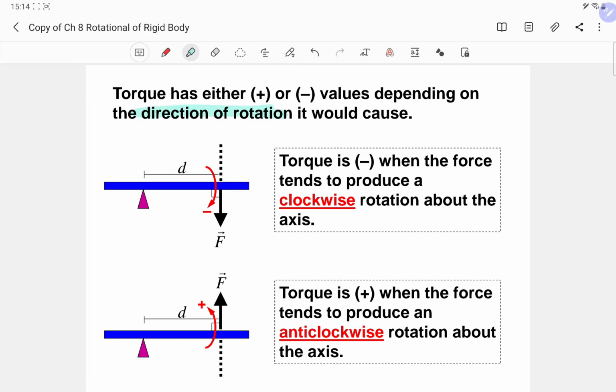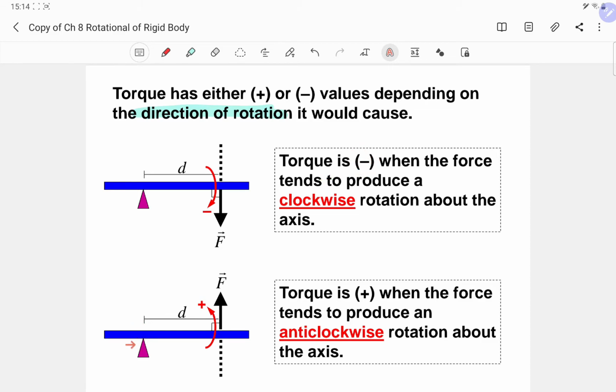For rotation to occur, there must be one point that acts as the pivot, menjadi titik putaran lah. For example, the triangle over here is the point of rotation. So we have a force going down, and this is the line of action for the force. From the line of action, draw a line directly to the point of rotation. Kita akan dapat moment arm. From there we can see the rotation is going clockwise, and for clockwise, we say that torque is negative.